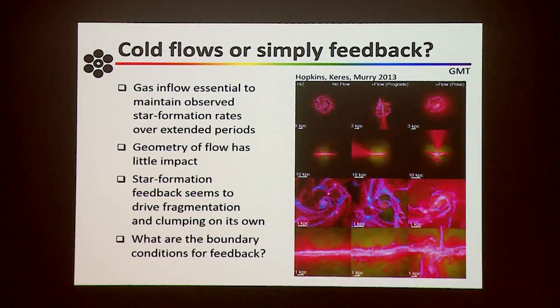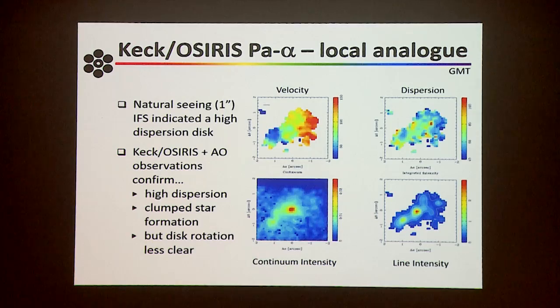The fact that stars are forming seems, in a way that's not entirely clear at this point, to help the fragmentation process and the growth of these very large clumps. And so the question is, what are the boundary conditions on that feedback? What is the broad nature of that feedback that's allowing this to happen? So one way of studying this is to look at lower redshift analogues of this process.